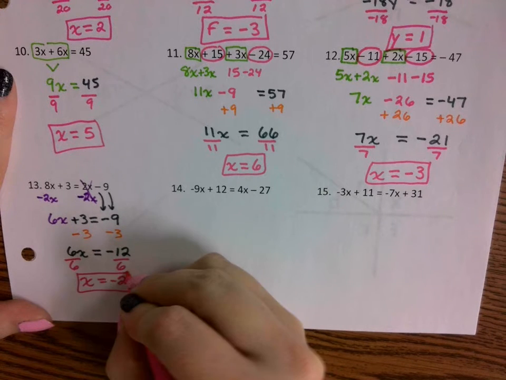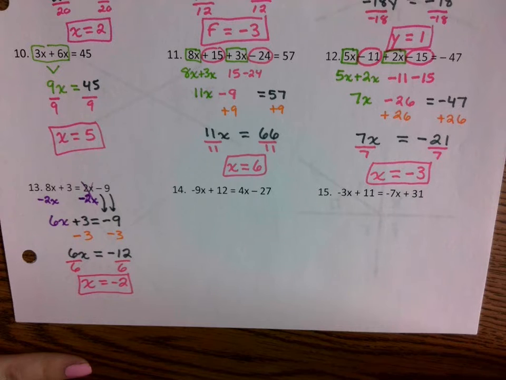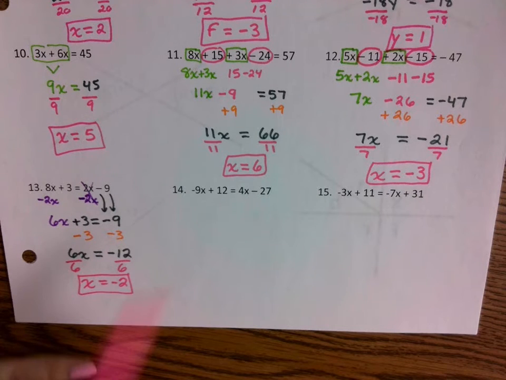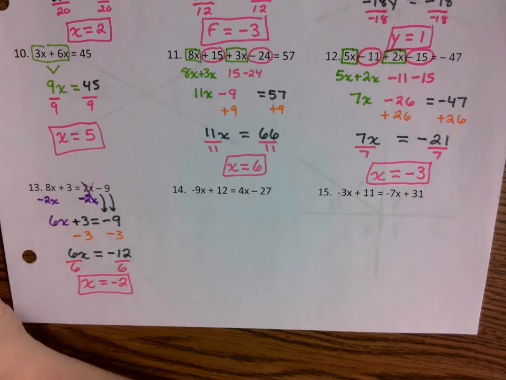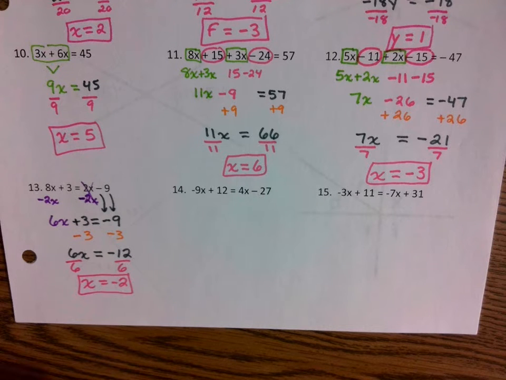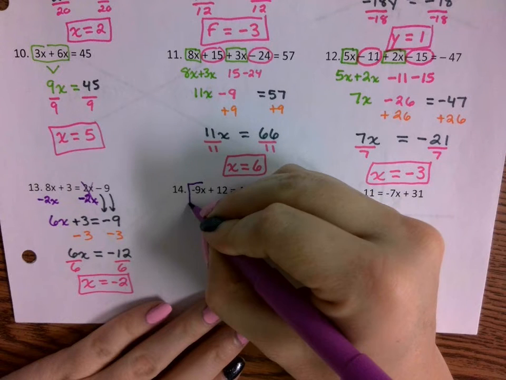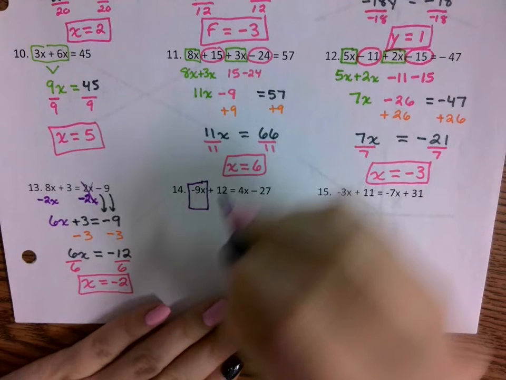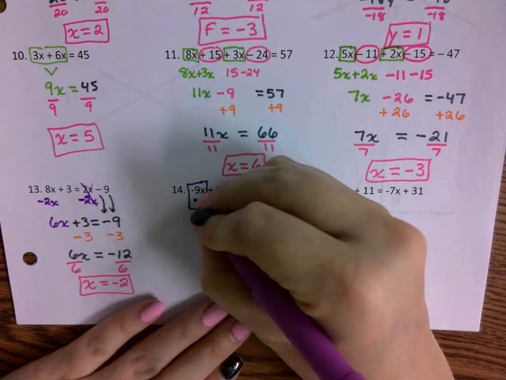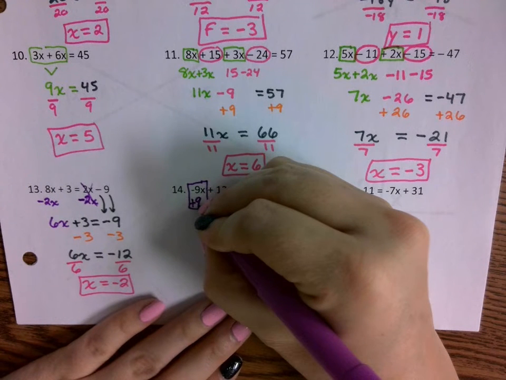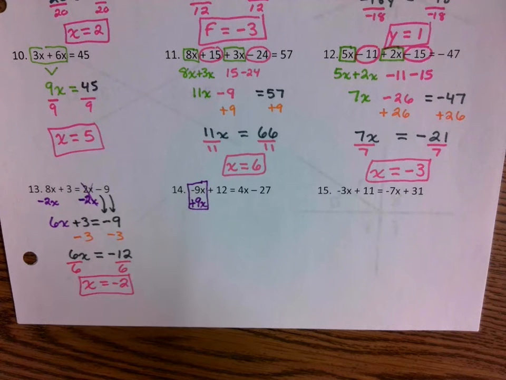Okay, for problem number 14, which one of those is the smaller of the two variables? Nope. Negative 9x. Negatives are always smaller than positives. Negatives are always going to be smaller than positives. So we're going to focus on getting rid of the 9x first. So instead of a negative 9x, we're going to add 9x. So the opposite of a negative or a minus sign is a positive or a plus sign. So we're going to add 9x to both sides.